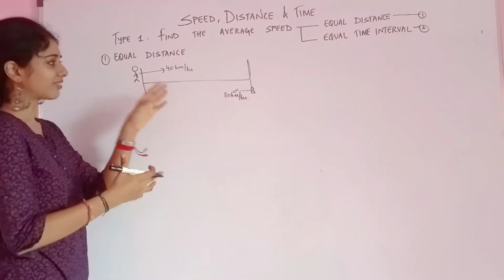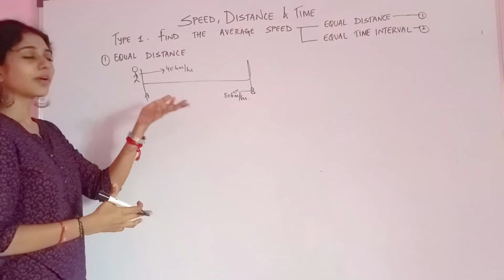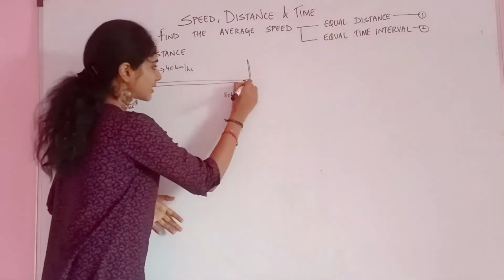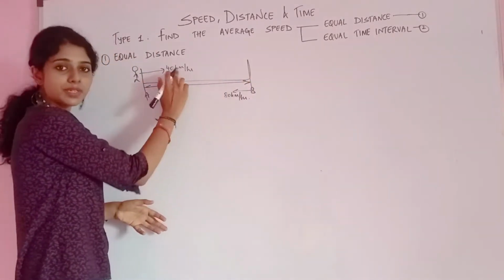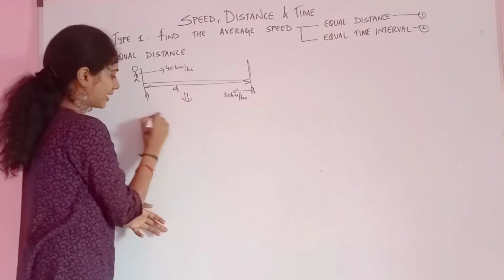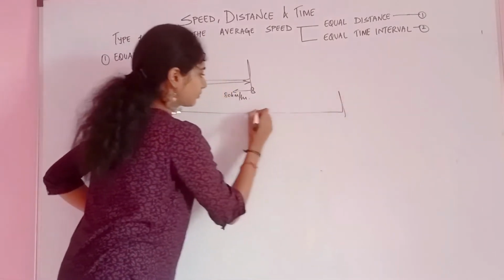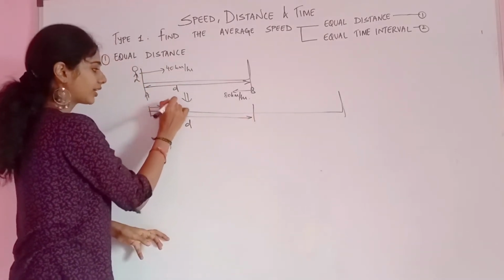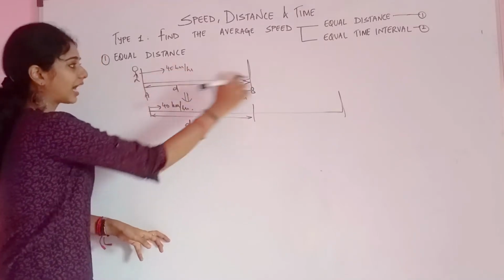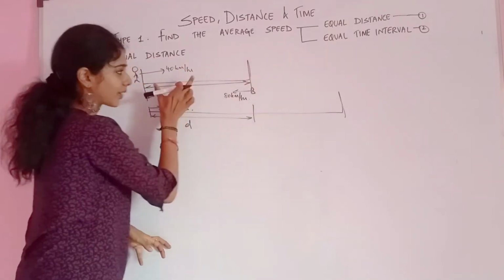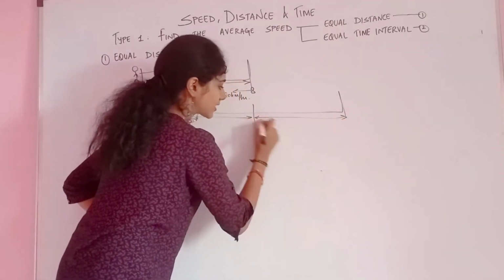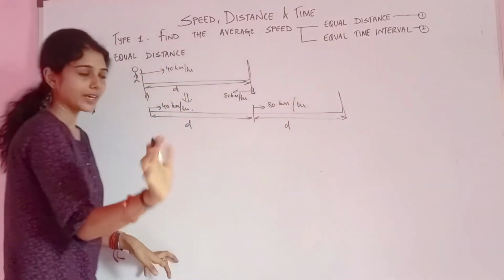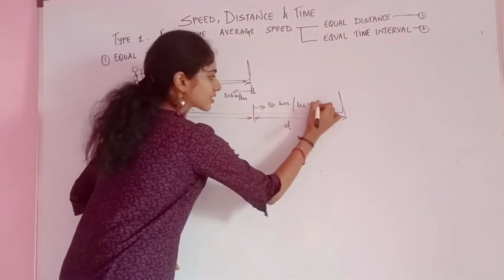So how do you find this out? This is an equal distance problem. Why am I calling it an equal distance problem? Because he is traveling the same distance d with two different speeds. So I can rewrite this question in this format. This is one distance d and he is traveling it at a speed of 40 km per hour. The return journey is of the same distance d and he is going to cover it at a speed of 80 km per hour. Let's consider this as S1 and this as S2.